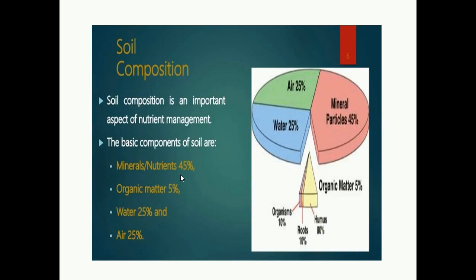Then soil composition. Soil composition is an important aspect of nutrient management. The basic components of soil are minerals or nutrients, organic matter, water, and air, in different percentages. Air, water and mineral particles differ from this. The organic matter, 5%, is used for the root systems, humus and organisms. Different types of microorganisms are present in this particular area.